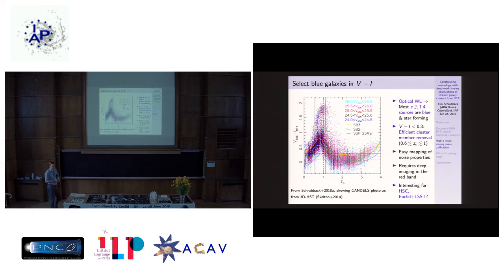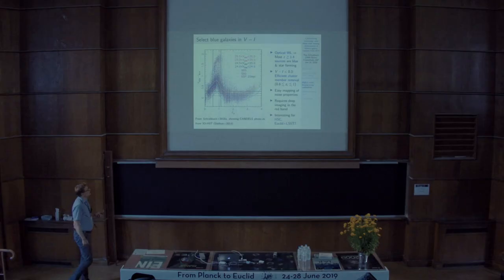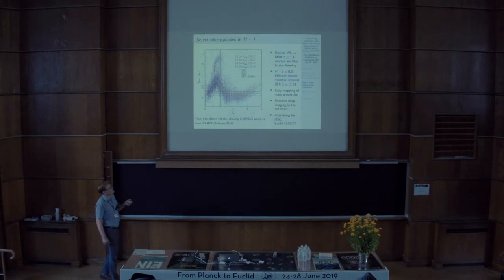And that's quite helpful because with this cut, you get rid of the cluster galaxies. And that allows you to really just use these reference data like CANDELS to infer the source redshift distribution, okay? Because you've removed the cluster galaxies already. So that's maybe also a scheme which can be interesting to push these kind of measurements also for future data sets like HSC or LSST.